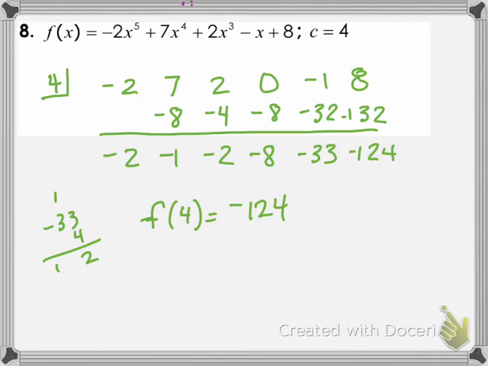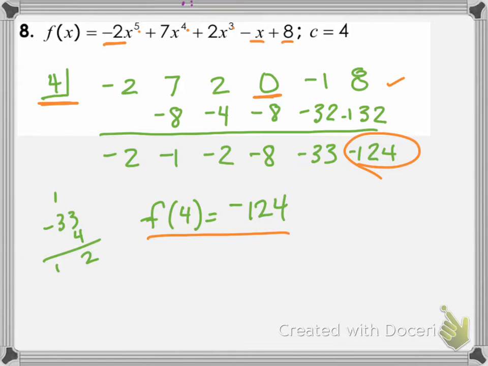Okay, let's keep going. Number 8 on your notes. Make sure you get the signs. You have a 5, a 4, a 3. You're missing the square term, so you need a 0 there. And then you have a -1 and 8. So all that there, and you're going to do it by 4. You should get -124. So f of 4 is -124. Again, you should have these all in your notes. Do them and make sure you're getting what I got.